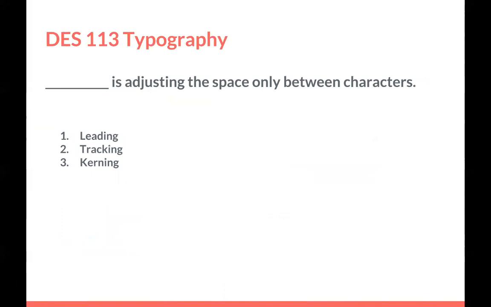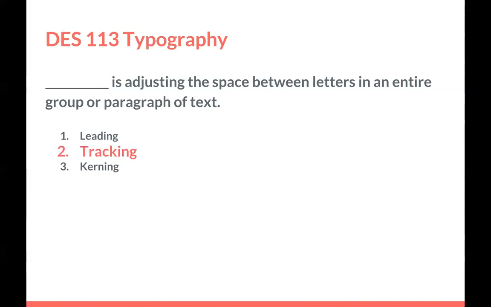All right, and then we have blank is adjusting the space only between characters. So is it 1, leading, 2, tracking, or 3, kerning? And the answer is 3, kerning. All right, so now we have blank is adjusting the space between letters in an entire group or paragraph of text. Is that 1, leading, 2, tracking, or 3, kerning? And the correct answer is 2, tracking.